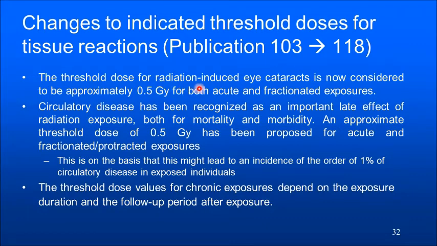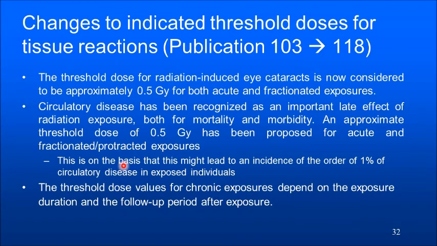The threshold dose for radiation-induced eye cataract is now considered to be approximately 0.5 gray for both acute and fractionated exposure. And it was also given for circulatory disease, which has now been recognized as an important late effect for radiation exposure, both for mortality and morbidity. An approximate threshold dose of 0.5 gray has been proposed for acute and fractionated protracted exposures.